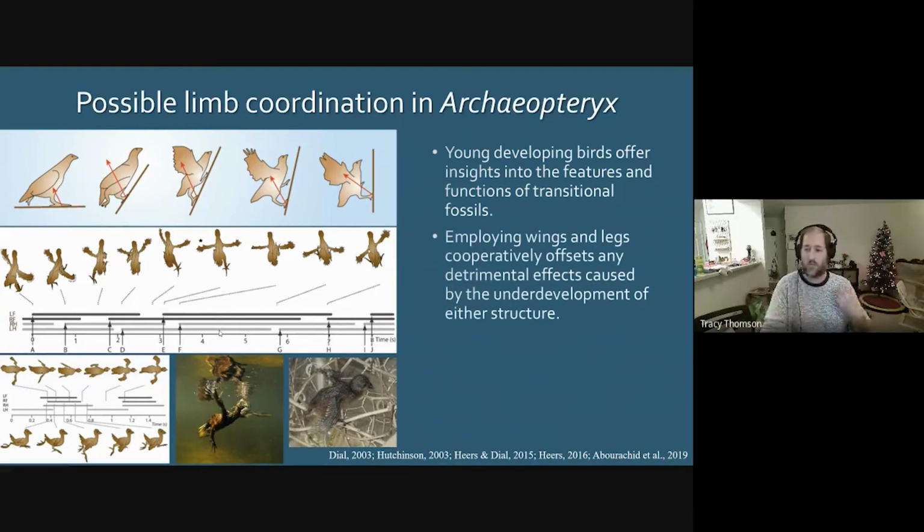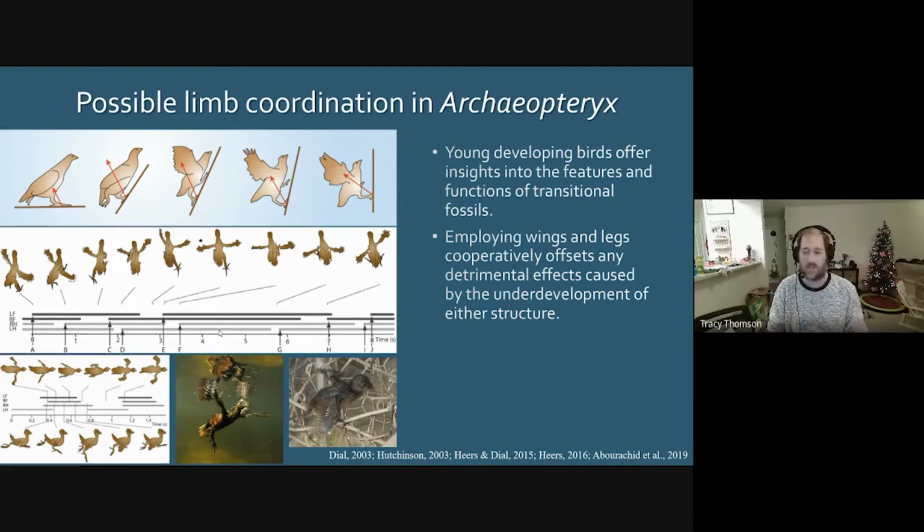And employing the wings and legs cooperatively offsets the detrimental effects of each one. So having an undeveloped wing means you can't really fly very well. Having a leg that doesn't run very well means you can't run very well. But using both structures in cooperation means that you can do all those things equally well, and that gives you a leg up, as it were. It gives you an evolutionary advantage, especially when there is nothing else in your environment that is doing that thing.